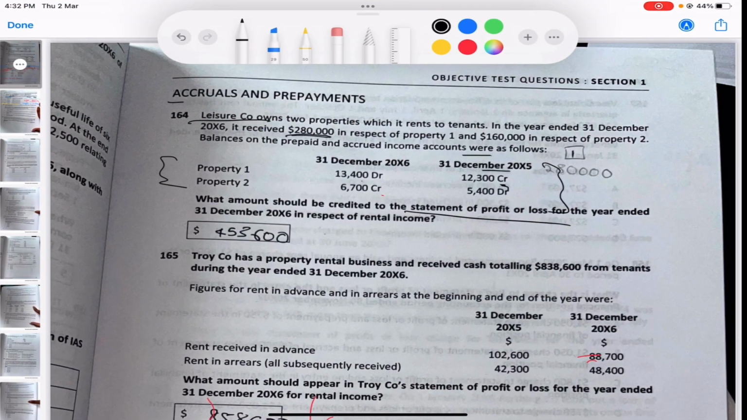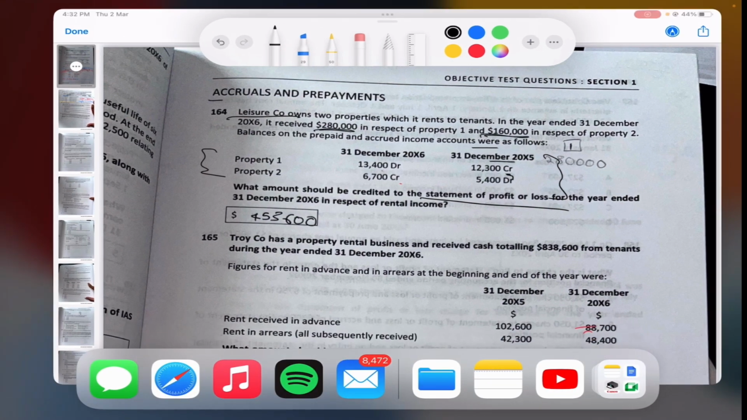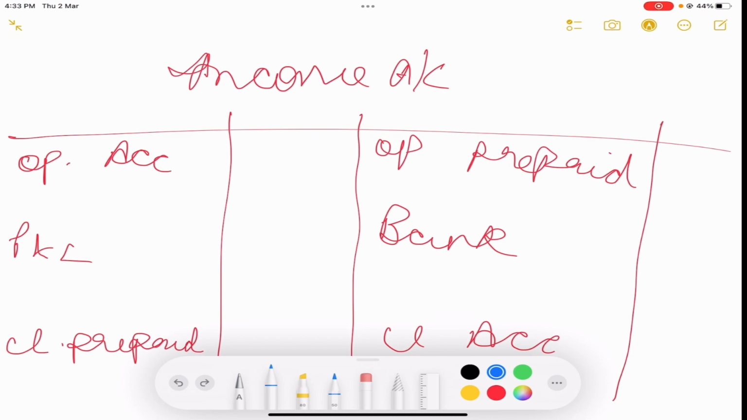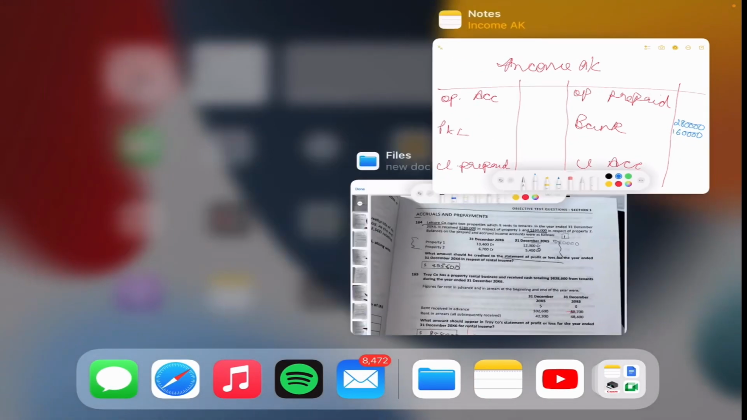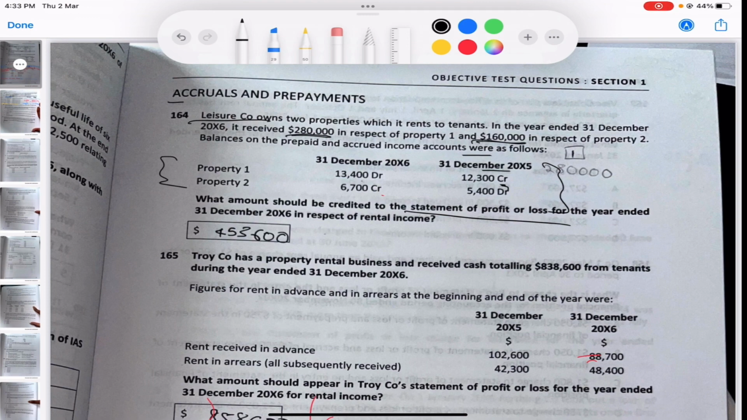Okay, so 280,000 and 160,000 were what were received in the bank during the year, right? So we have 280,000 in the bank and 160,000 in the bank. So this is what has been received during the year. Now these are the accrued as well as prepaid balances which are given in the question. So now if you can recall what we have discussed, debit is an asset, credit is a liability, and accrued income is always an asset and prepaid income is our liability, right? We know that. So 2006 would be closing and 2005 would be opening.